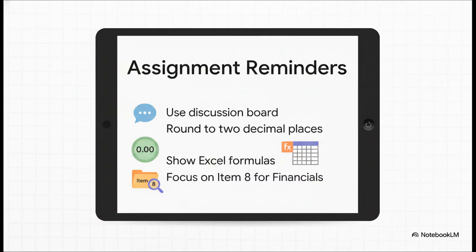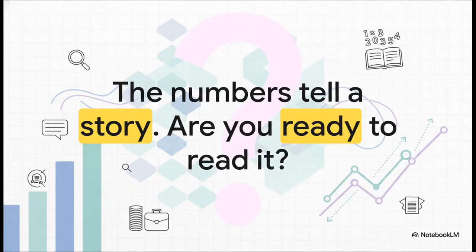But here is a massive pro tip to save your sanity. When dealing with those massive corporate 10K reports, jump straight to item 8. That is exactly where you're going to find the actual financial data. The raw data is just the beginning. The numbers are telling a story.